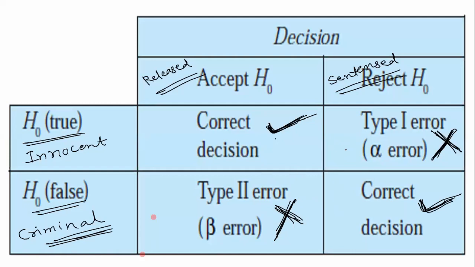Again, the theory is that if we try to minimize one type of error, the remaining type of error increases. So we'll try to keep to the lowest that error which is more serious. Now between these two errors, which error is more serious? So you can guess. If an innocent person is being sentenced, this is very serious, more than a criminal being released.